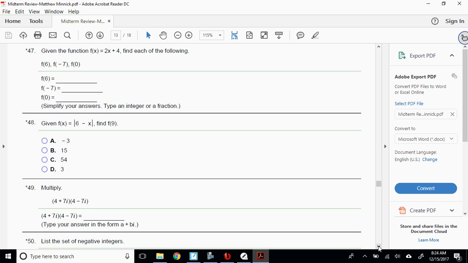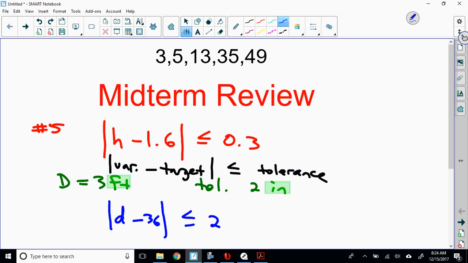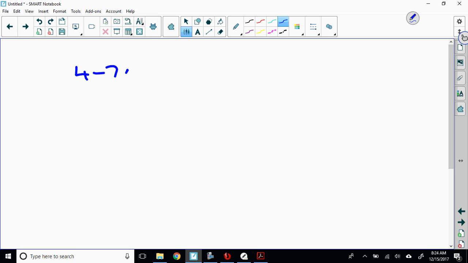49 is an extended response. I'm going to go ahead and write that one up. Make sure that one like 49 is 4 minus 7i times 4 plus 7i. Make sure that you can work one of these out by hand, because I will need to see the work shown to get full credit. If you just have the right answer, the calculator will give you the right answer, but I do need to see all the work shown on this to verify that this is a real product.